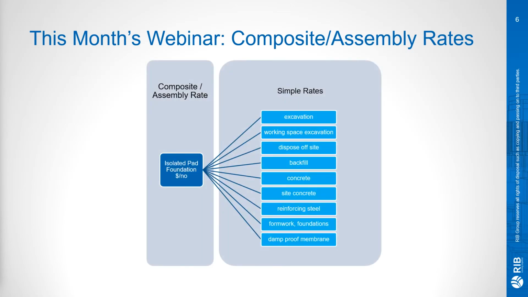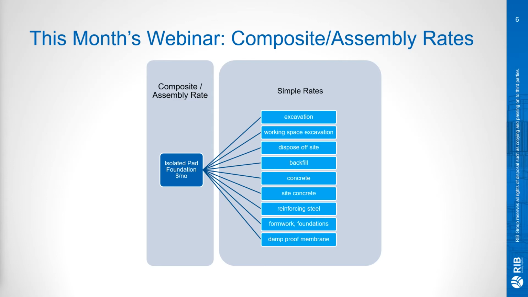So this month's webinar, we're covering composite or assembly rates. So I guess let's maybe just take it back one step here. Composite rates or assembly rates. It's just a terminology that's used. Some parts of the world call it a composite rate. Some parts of the world call it an assembly rate. What is it? It's essentially a rate that is made up of other rates.